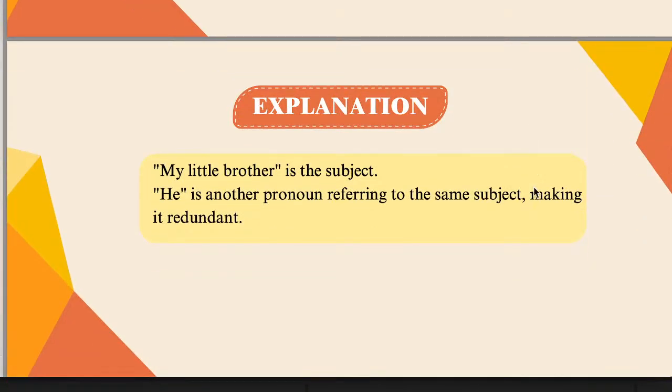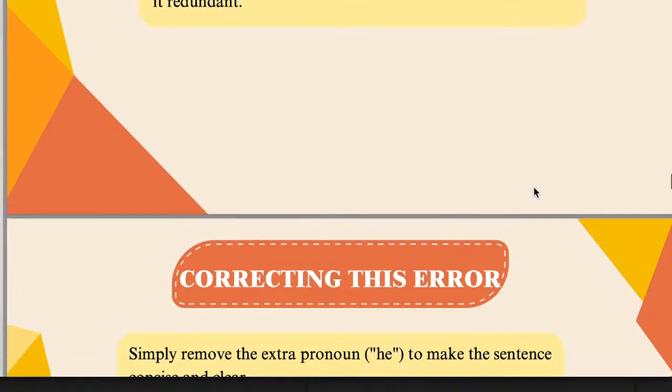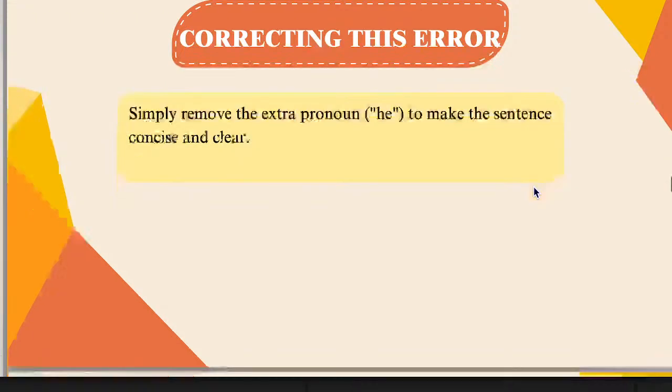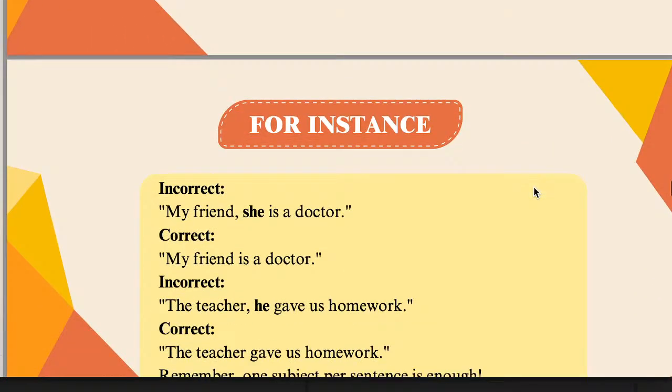Now, my little brother is a subject and you do not use another subject, another pronoun, to talk about the same subject. Hence, it becomes redundant. So, avoid using it. So, "my friend, she is a doctor" is incorrect. If you have already used "my friend", then "she" is not required. So, "my friend is a doctor" is absolutely correct.